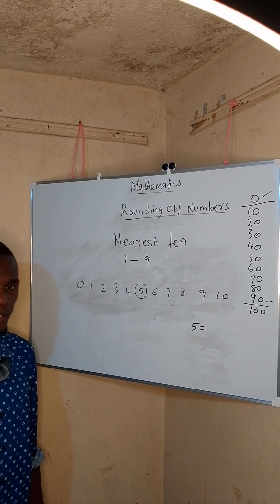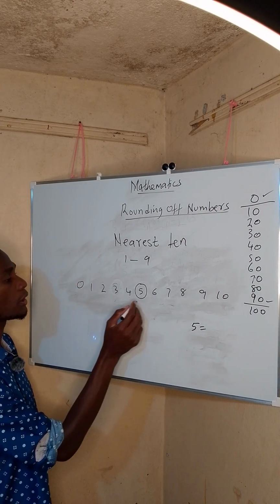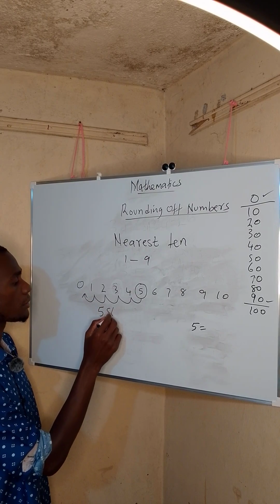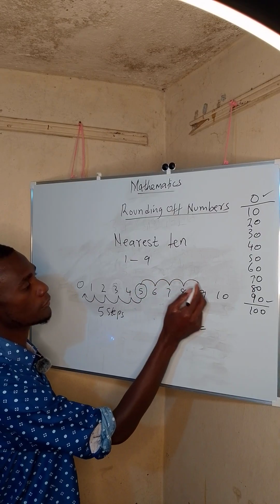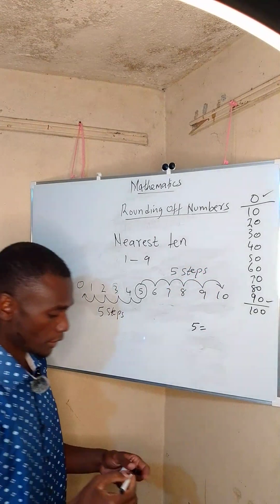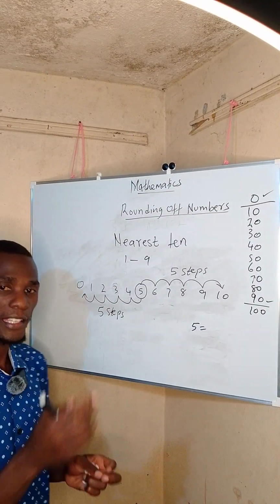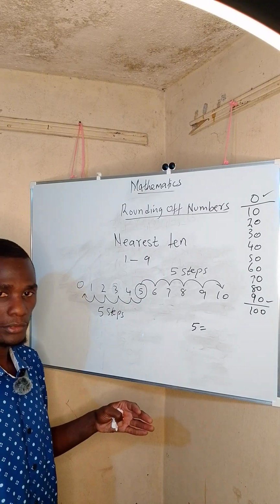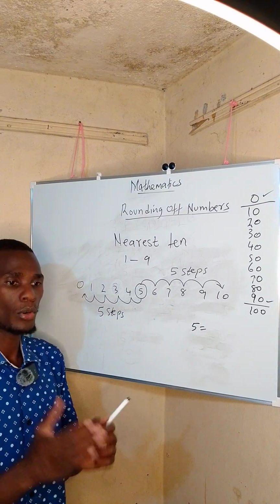So let us look at the number of steps from 5 to 0 and from 5 to 10. When we move to 0, it is 1, 2, 3, 4, 5: 5 steps. From 5 to 10, 1, 2, 3, 4, 5: 5 steps. So you realize that number 5 is at the center of these numbers from 0 to 10. If a number is at the center, rounding off means go to where you are next to.